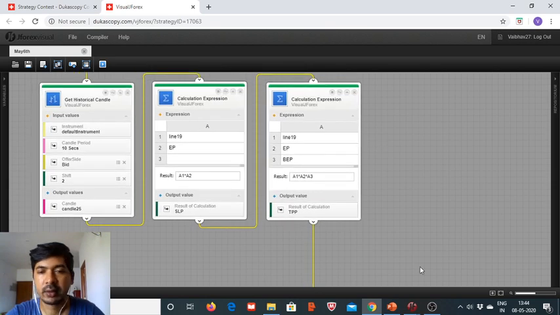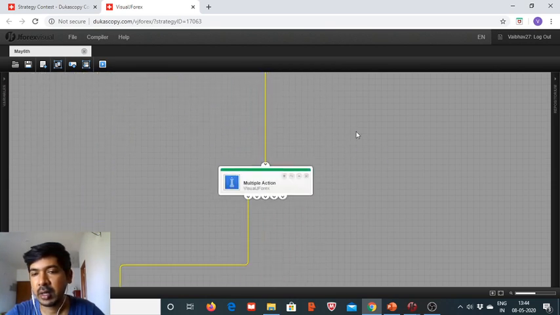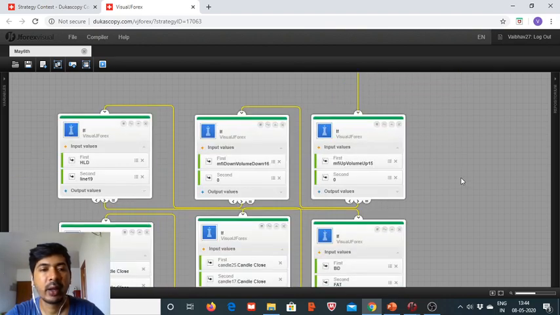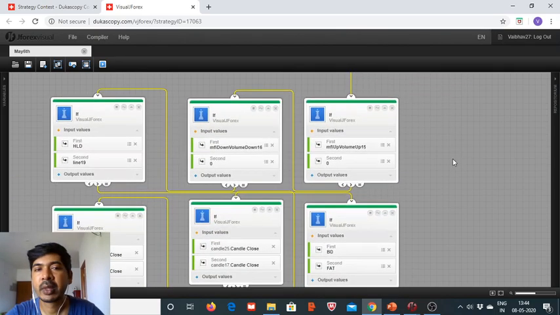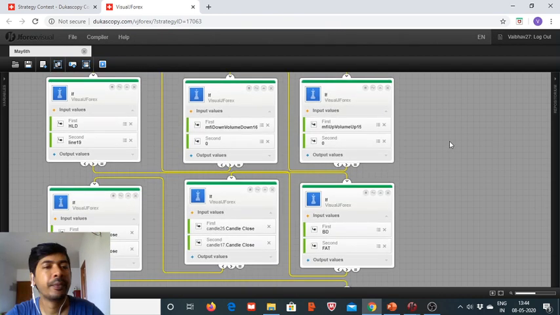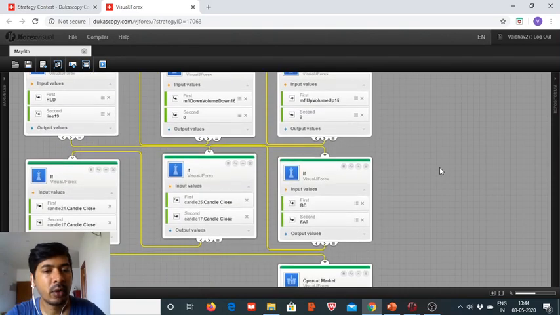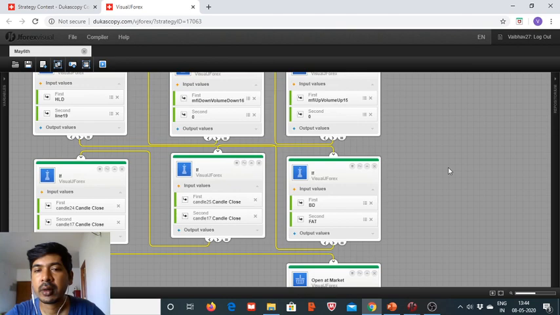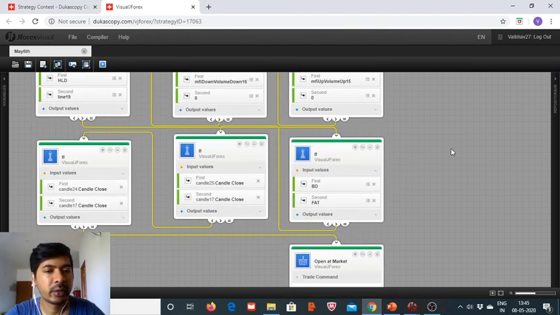Now there is one condition which needs to be added to the buy side, and that is the shift 2 candles, hourly candles, opening and the closing conditions need to be looked into.